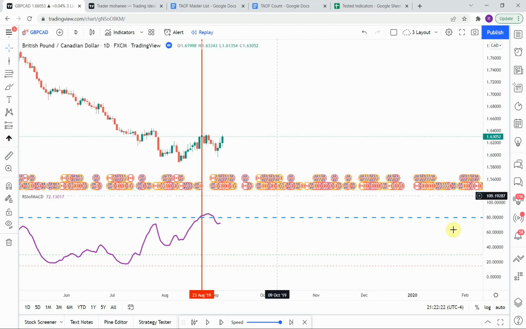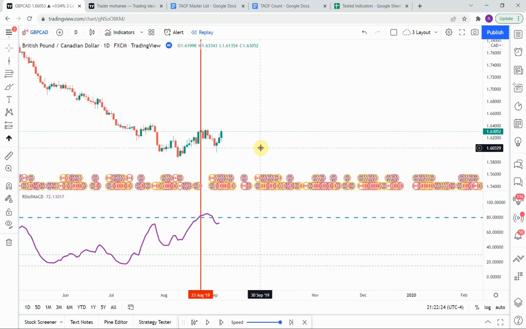Doesn't look like we're going to get a whole lot of trades out of this one, and so we're not going to skip through any of the testing. Just go ahead and continue on and see what else we can get.